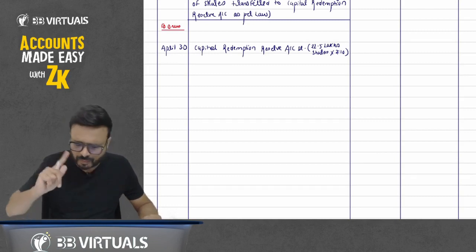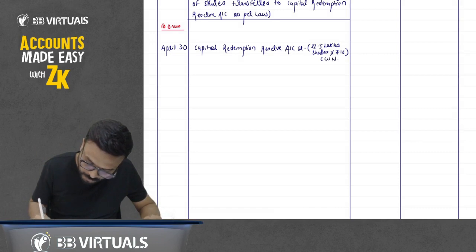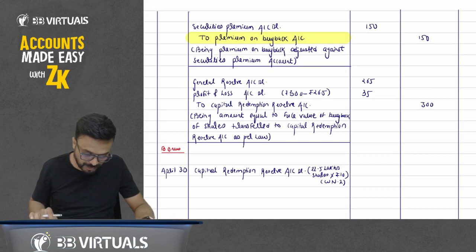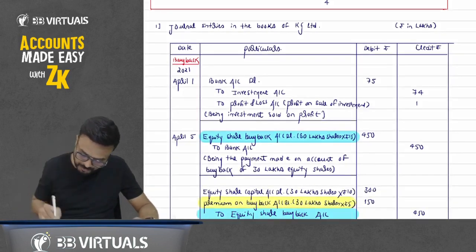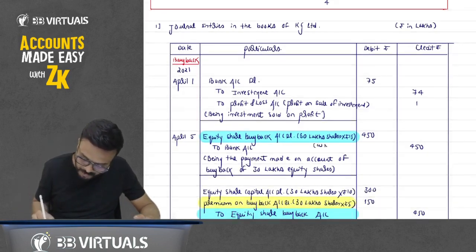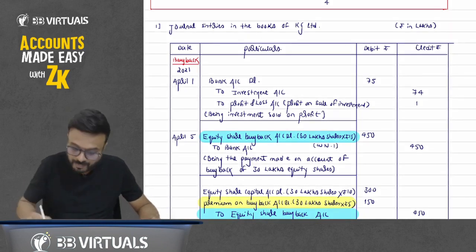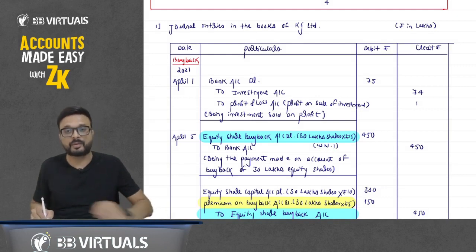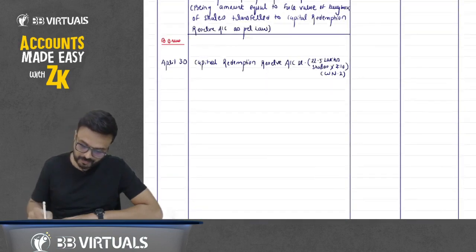So the first working note is on the number of shares bought back, and the second will be on bonus shares. Write down here working note number 2. The first is on how many shares we are buying back, that is 30 lakh shares. Just one minute, write it down here: working note number 1, which shows how we calculated this 30 lakhs. Working note number 1 is the equity share buyback, and this is working note number 2.